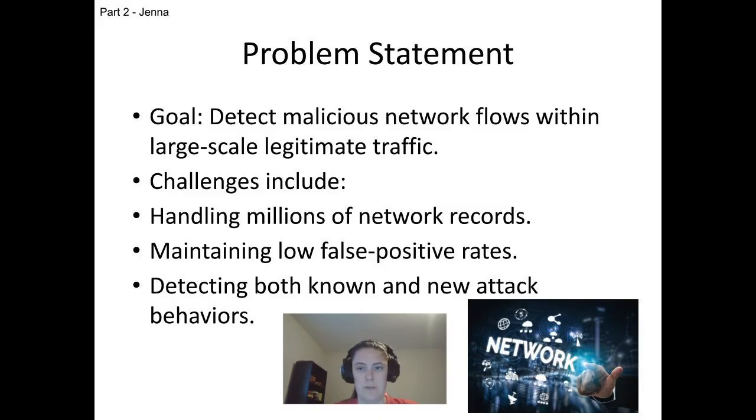The problem was clear: to detect malicious traffic hidden in millions of normal connections. Some challenges include processing huge data, keeping false positives low, as well as detecting known and unknown attack behaviors. So we wanted to see which methods handled these challenges the best.